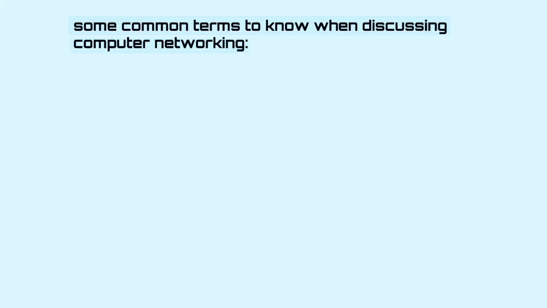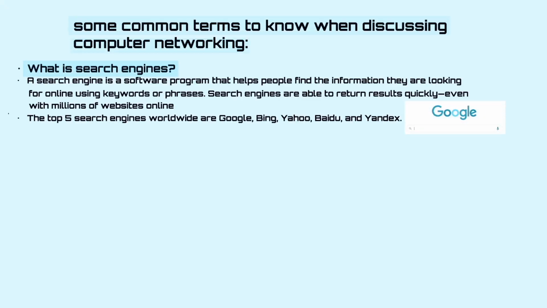What is a search engine? A search engine is a software program that helps people find the information they are looking for online using keywords or phrases. Search engines are able to return results quickly even with millions of websites online. The top 5 search engines worldwide are Google, Bing, Yahoo, Baidu, and Yandex.